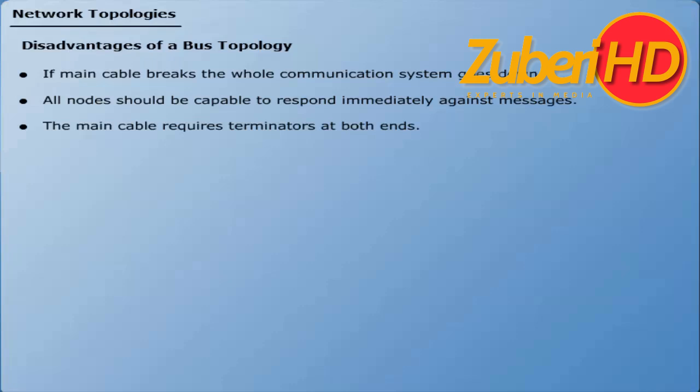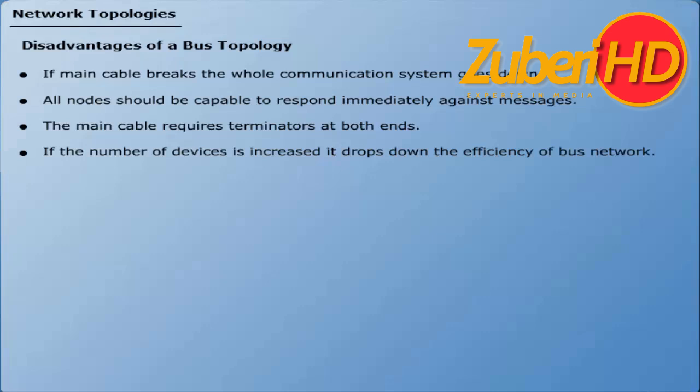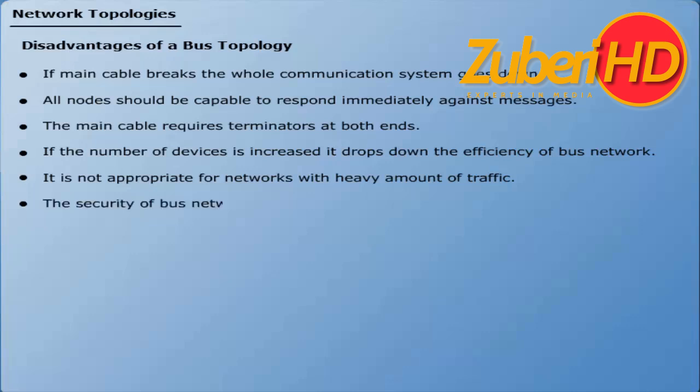Number 4, if the number of devices is increased, it drops down the efficiency of the bus network. Number 5, it is not appropriate for networks with heavy amount of traffic. Number 6, the security of bus network is low because all the nodes receive the signals from the source.